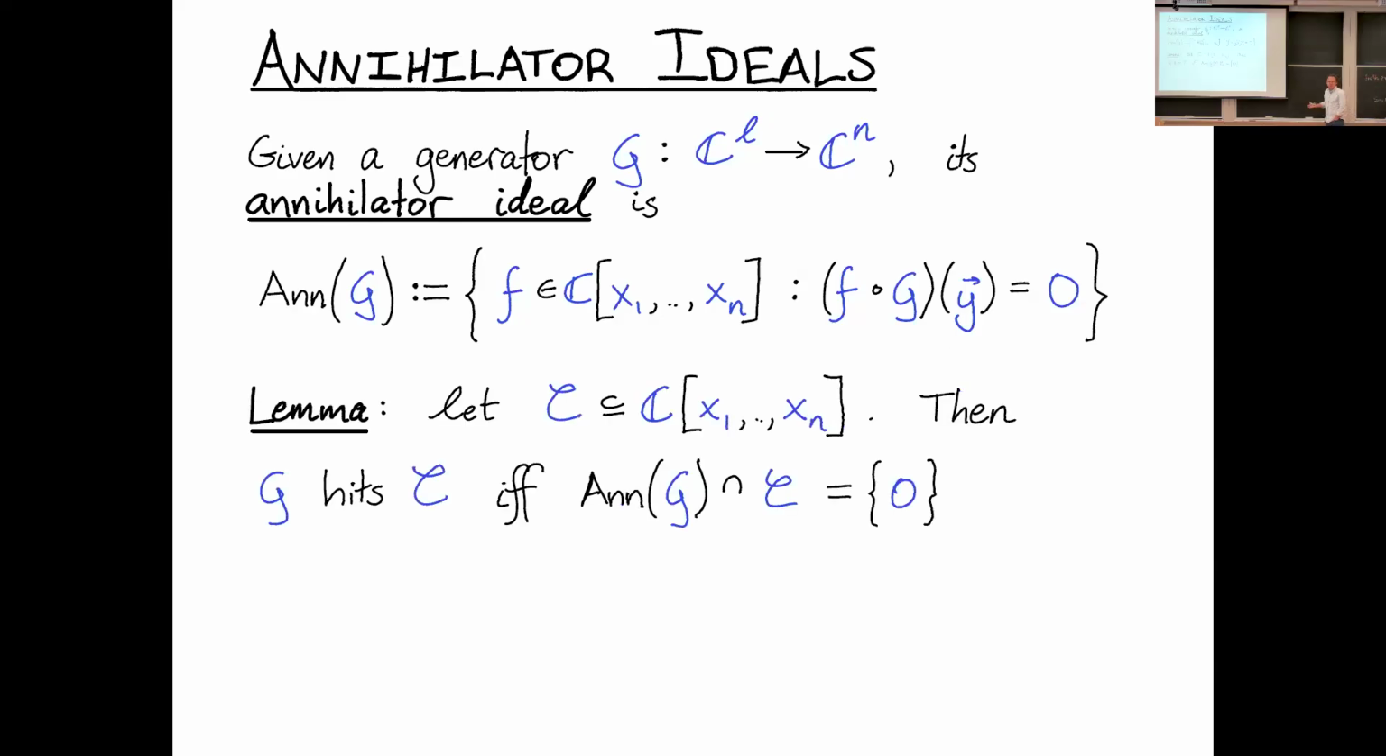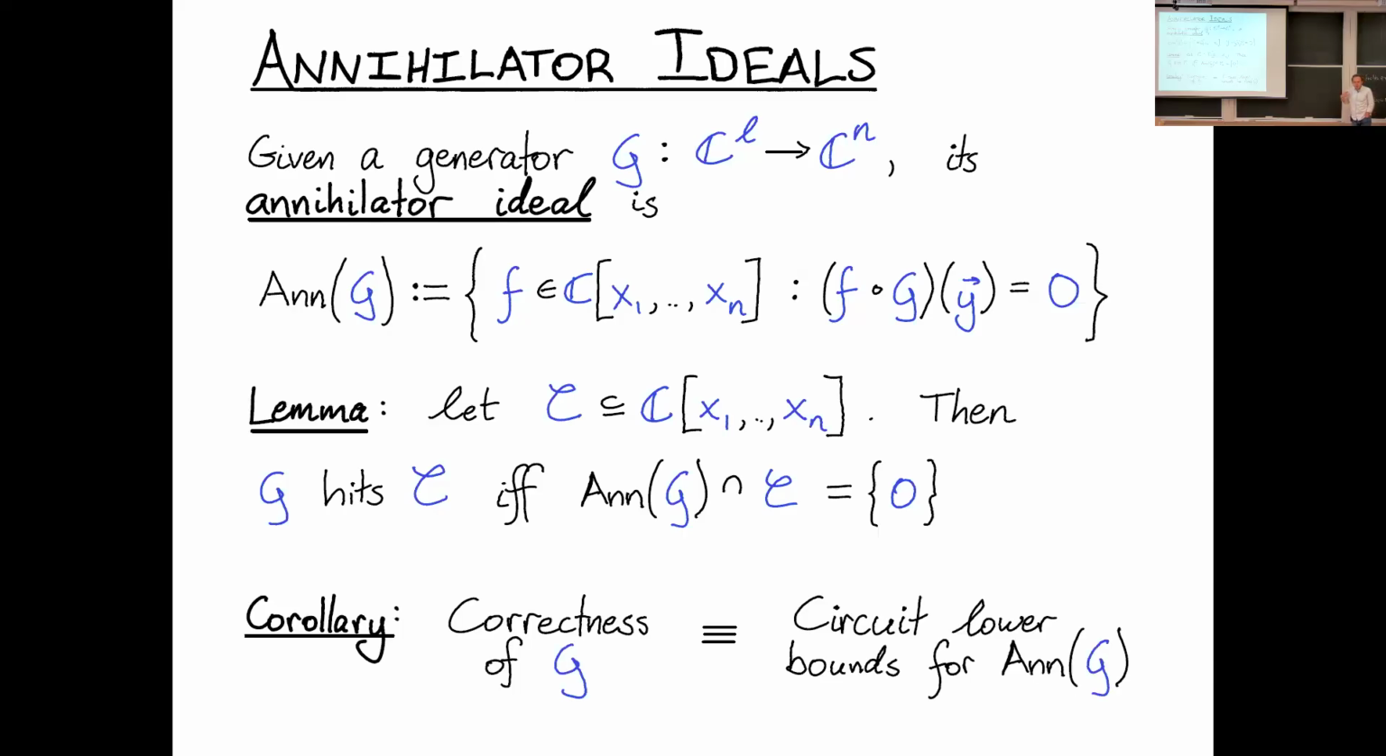Now, if you just tease out all the definitions, this is just parsing definitions, nothing crazy going on here. Say you have a class C of bounded complexity polynomials that you want to hit. Well, the fact that your generator hits C is equivalent to the following statement: if you take the annihilator ideal of your generator and intersect it with your bounded complexity class, you should only see the 0 polynomial. That's the only bounded complexity polynomial that breaks your generator.